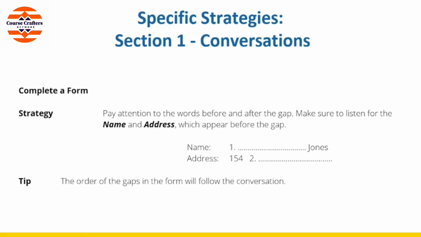So for example, when you hear first name, and then it will be followed by John's, you know that's information you need to write down. The next example we have address 154, 2, and gap. So whenever you hear 154, the following information you're going to write down in your gap. And remember that the order of the gaps in the form will follow the conversation.